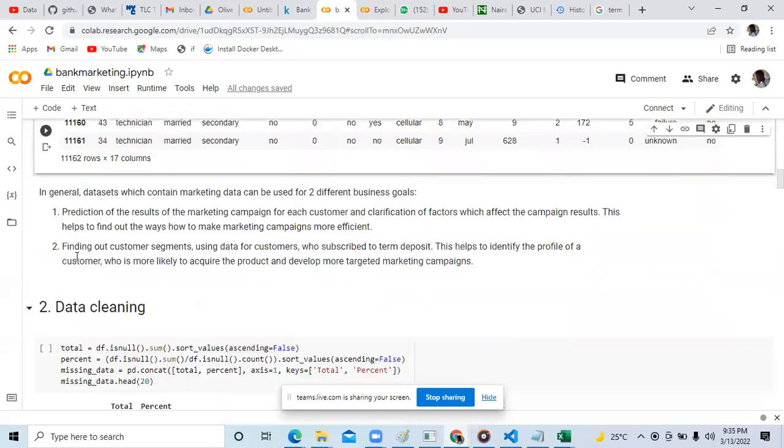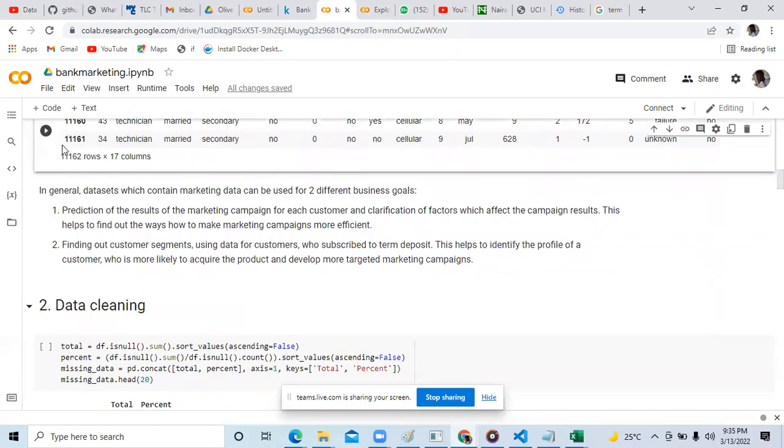And then the second thing is that we're finding out customer segments using data for customers who subscribe to term deposits.